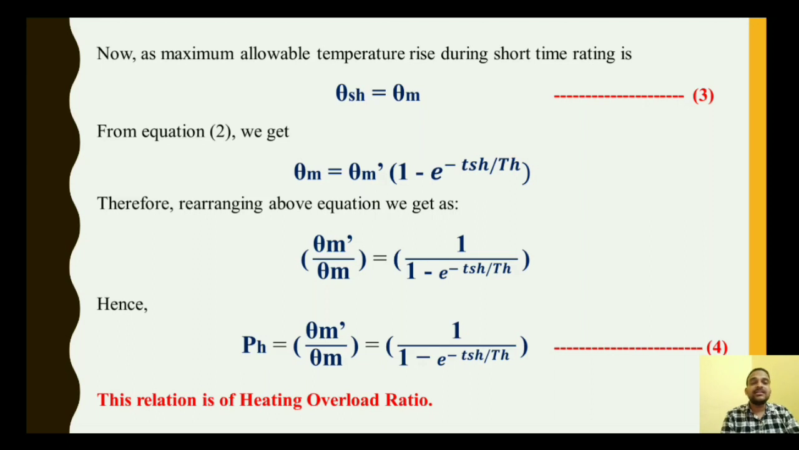So you can see the relation from the first equation and whatever relation we have derived here, that is theta m dash upon theta m, which equals 1 upon 1 minus e to the power minus tsh upon th. So here from equation 4, this is the relation of the heating overload ratio.